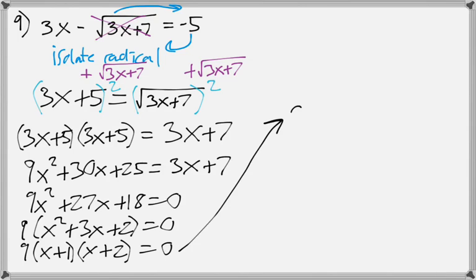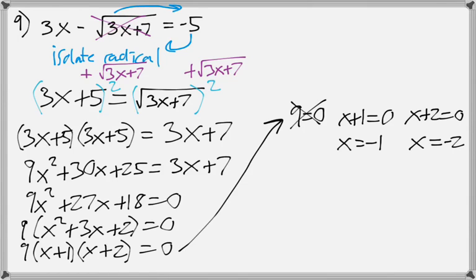Okay, so set 9 equal to 0, set x plus 1 equal to 0, and set x plus 2 equal to 0. Well, 9's never going to equal 0. X is going to be equal to -1, and x is going to be equal to -2. And whoops, I shouldn't circle them because I need to check them first.